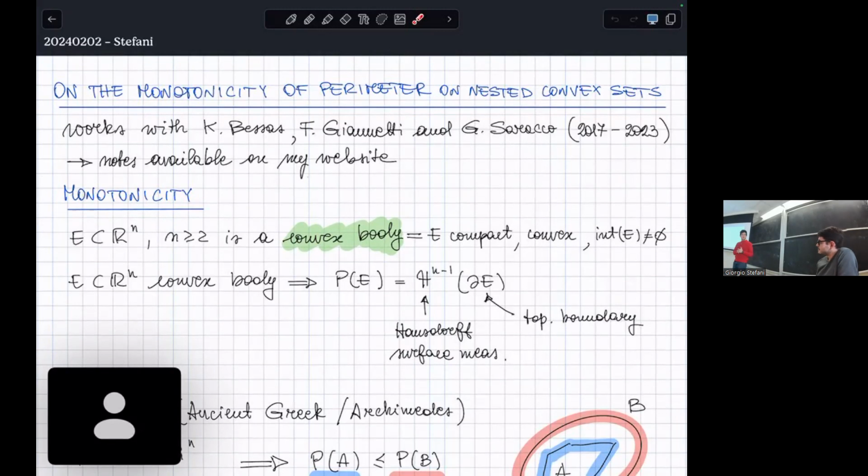Today's speaker is Giorgio Stefani, and the title of his talk is on the monotonicity of perimeter of nested convex sets.